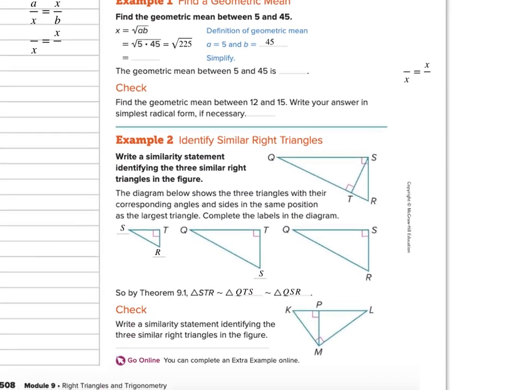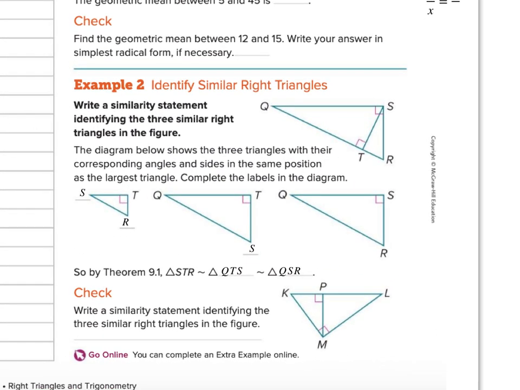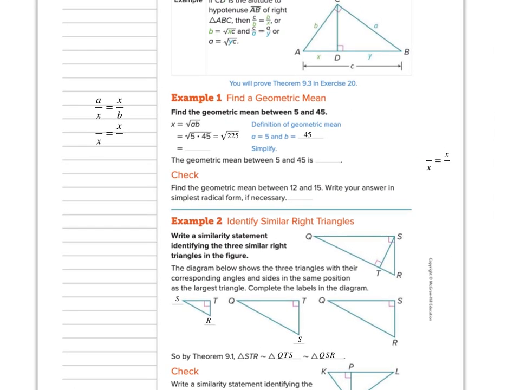And they do it right here where they say, when I draw this altitude, what they've done is create three similar triangles. I've gone ahead and labeled them and shown you how they are similar. So just looking at that and being able to identify that similarity is what is driving these theorems that we can prove.